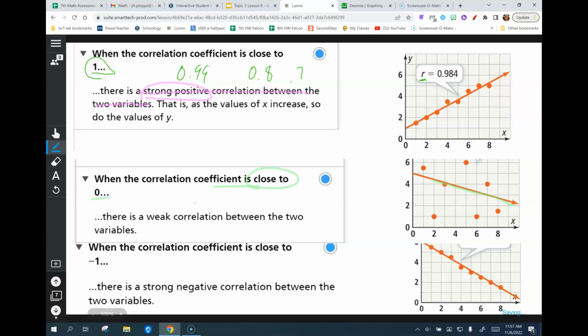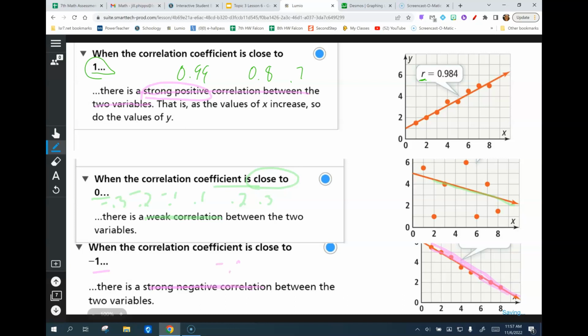Okay, so anything like 0.1, 0.2, 0.3, we can even go negative, negative 0.1, negative 0.2, negative 0.3. Those are all weak correlations, because they're so close to 0. Then when we go out here to our next one, when it is close to negative 1, notice the line changes to go negative. It's a negative correlation, and it's strong if it is close to negative 1.